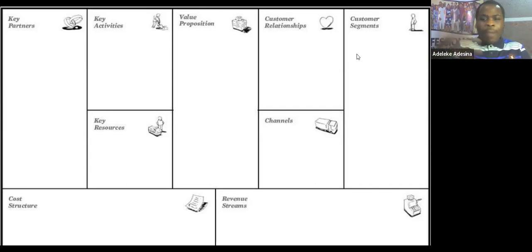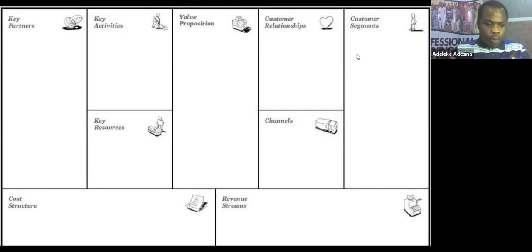Or you are selling maybe lipstick. That is a particular customer segment. Or you are in the education space. That is a particular customer segment. Or you are servicing professionals. That is a customer segment. So you need to know who your customer segment is.